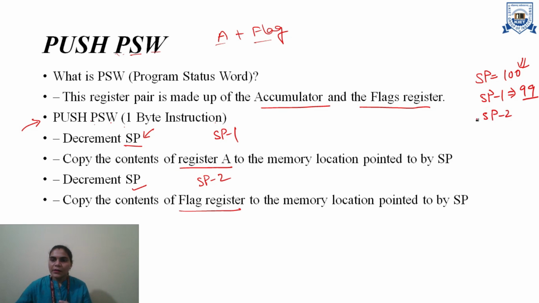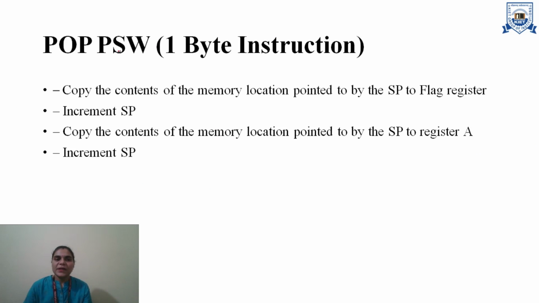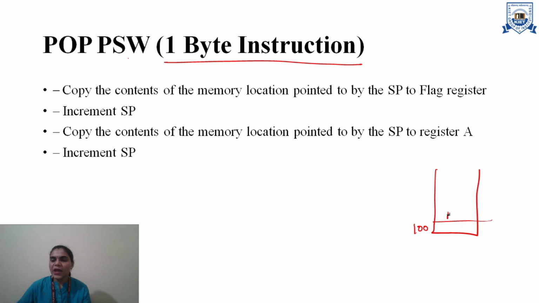Then we will decrement the stack pointer and put the data onto the next location. And finally, we will update the stack pointer to the updated location so that now it will point to the top element of the stack. For PSW, this is also a 1 byte instruction. Here, first we have inserted the content of register A and then the content of the flag register.